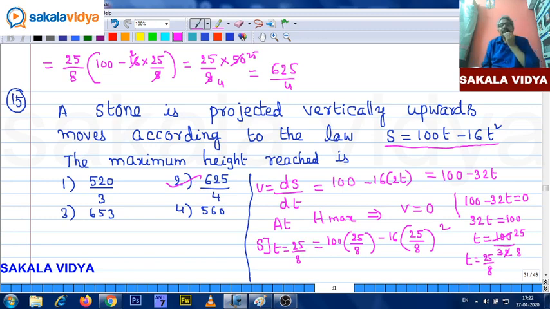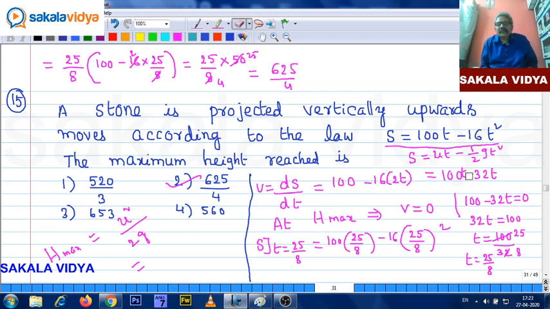Otherwise actually this can be done like this also. H maximum is equal to u square by 2g. So u is from ut minus half gt square. This is 100t. Not like this, sorry, this is differentiation, leave it now.